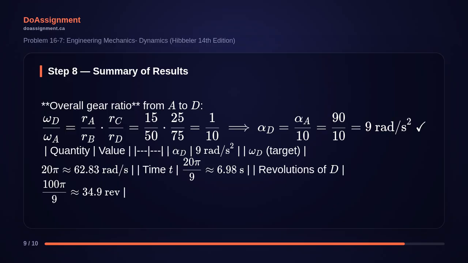To summarize, the compound gear train reduces the angular acceleration from 90 radians per second squared at gear A down by a factor of 10, giving gear D an angular acceleration of 9 radians per second squared. Starting from rest, gear D reaches 600 rpm in approximately 6.98 seconds after completing approximately 34.9 revolutions.